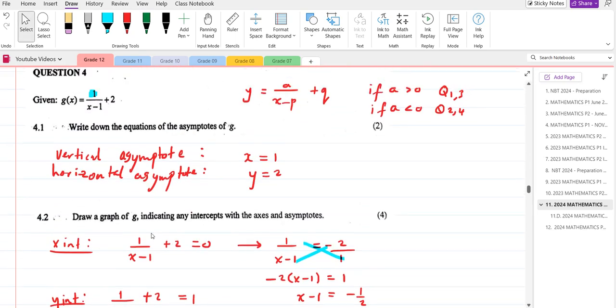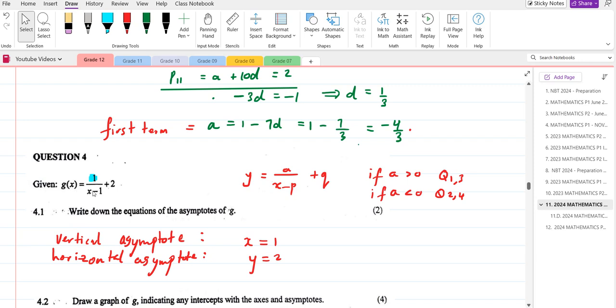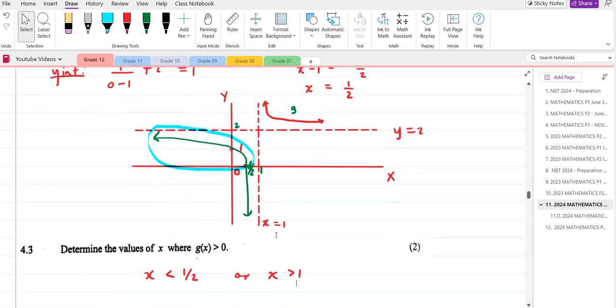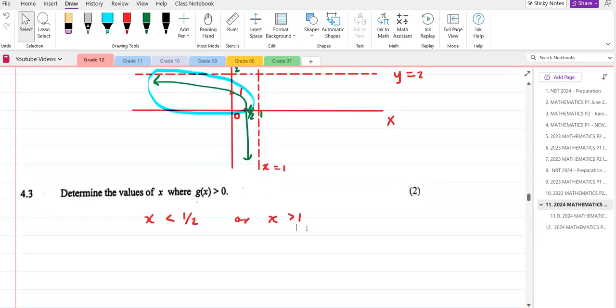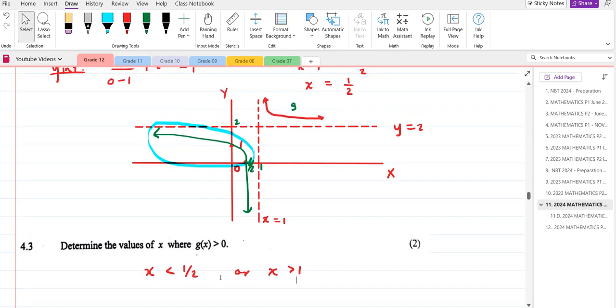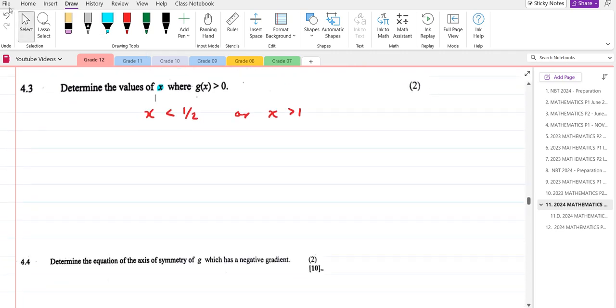Like inside here, substitute the value x less than half, like 0. So 1 over minus 1 plus 2, the answer is positive. Yeah, so x less than half or x is greater than 1. Yeah, sorry about the previous one. It's not the y values. We're looking for x values. Moving on to the next one.